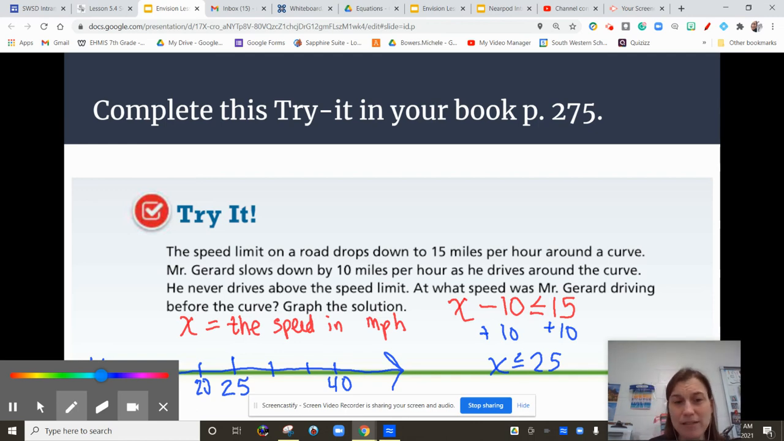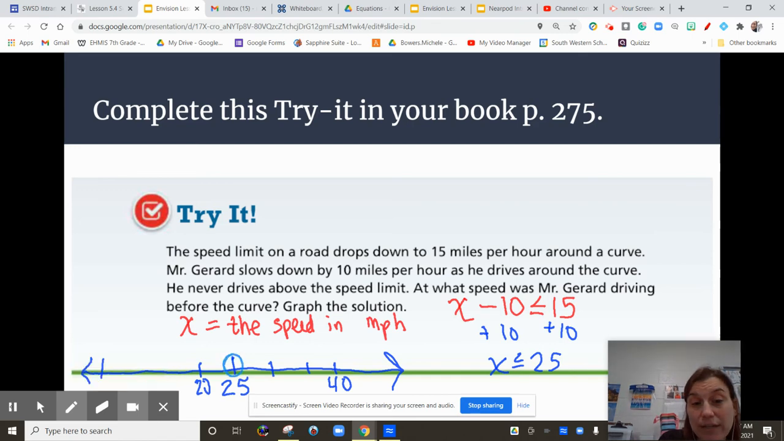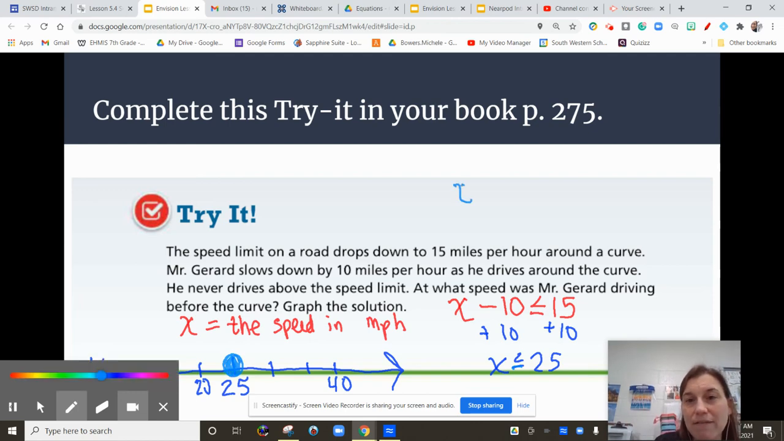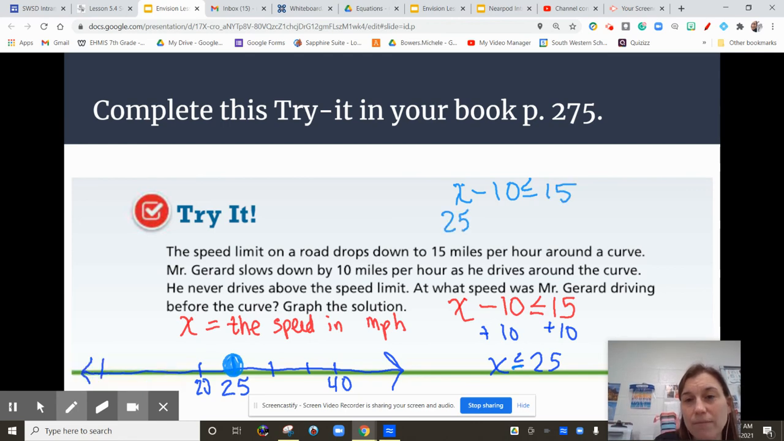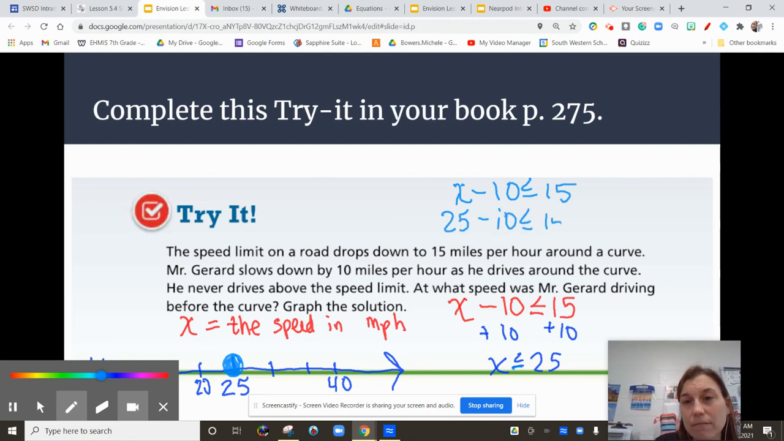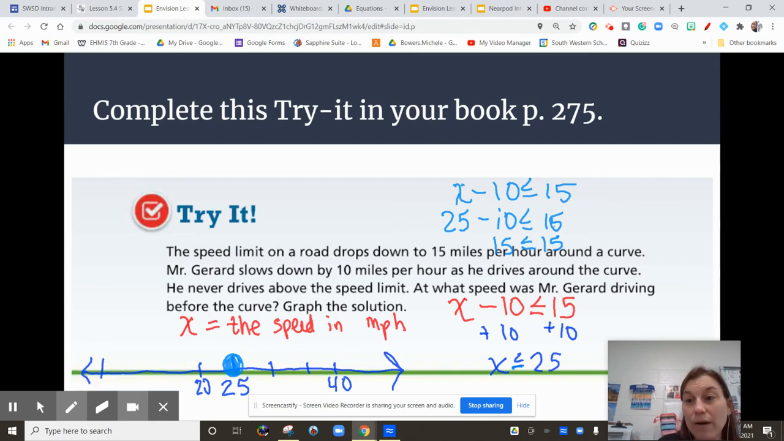At 25, I ask myself, is 25 a solution here? Should I shade it in? So I'm going to start with a circle and say, should I color it in? And since it's also equal to, then yes. Is it equal to? Yes. Then it's shaded, and I'm going to color it in because 25 works here. If I have x minus 10 is less than or equal to 15, and I substitute 25 in here, 15 is not less than 15, but it is equal to 15. So that checks. Good.